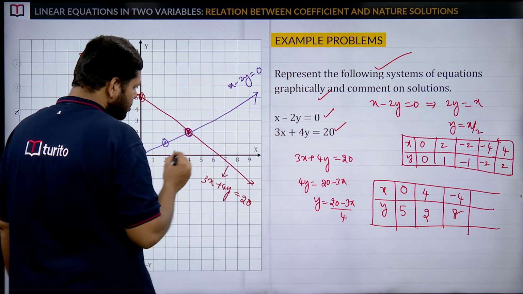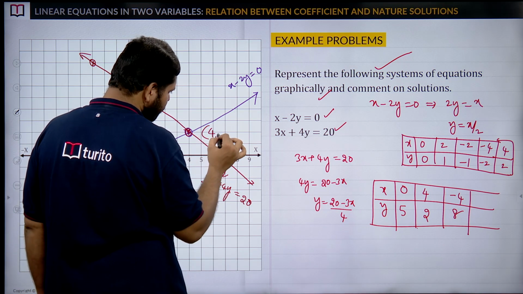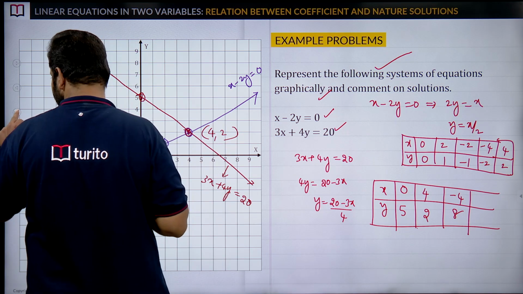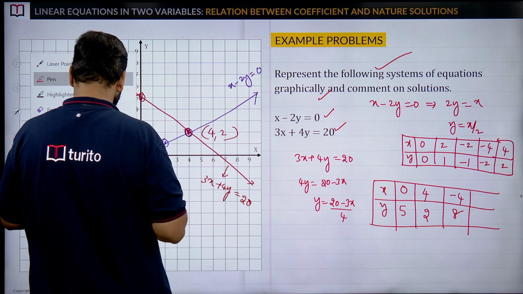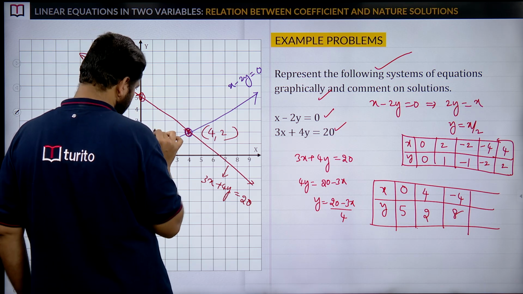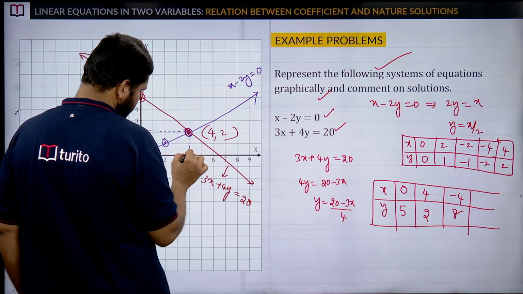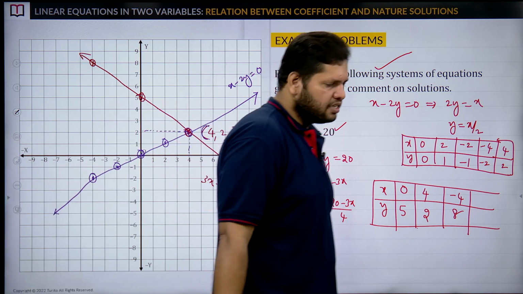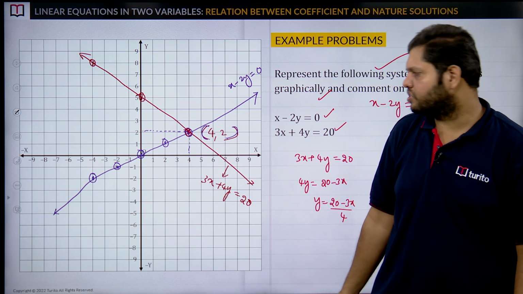So what is this intersection point, children? This intersection point is what? A 4 comma 2. Here x is 4 and y is 2. So this is called what? The solution. Okay. So this is a solution. So this solution is what? A 4 comma 2. So children, the same way we can find other questions also.